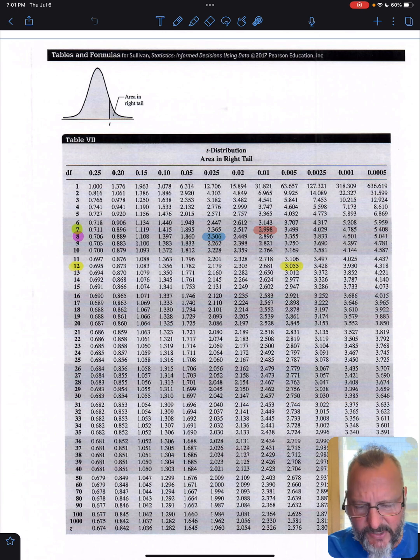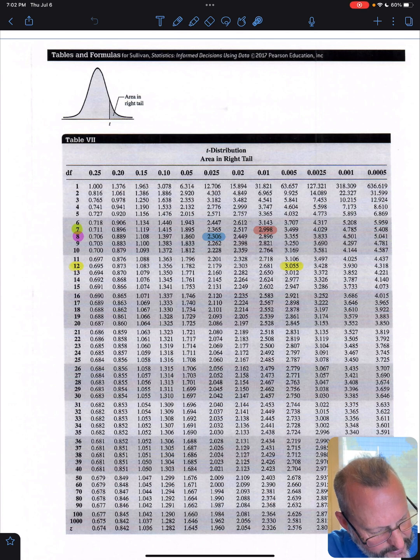Oh, I'm sorry. Degrees of freedom is 7. That's what's messing me up. But this was a left-tailed test, so technically it would be on the left to be negative. But you can't look that up here, so you have to just make it negative. So degrees of freedom are 7, and it was 0.01.